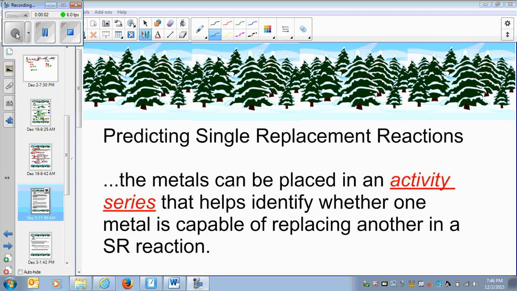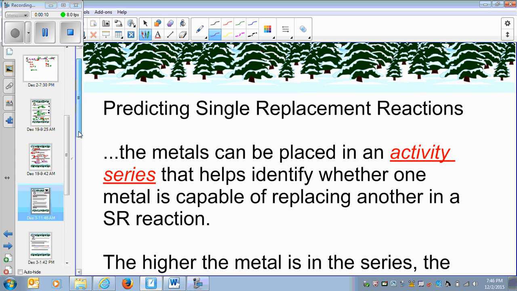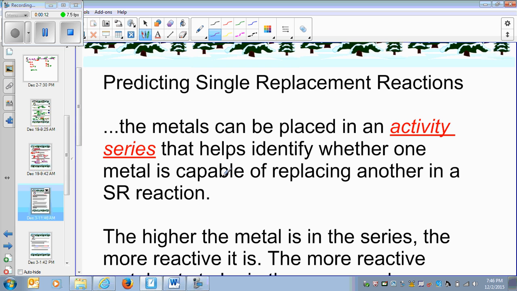Hi everyone. In this video we will talk about predicting single displacement reactions. I was telling you earlier on that metals replace metals and non-metals replace non-metals. So when we write a chemical reaction, you have to see where the cation and anion are. We cannot put two cations or two anions together.